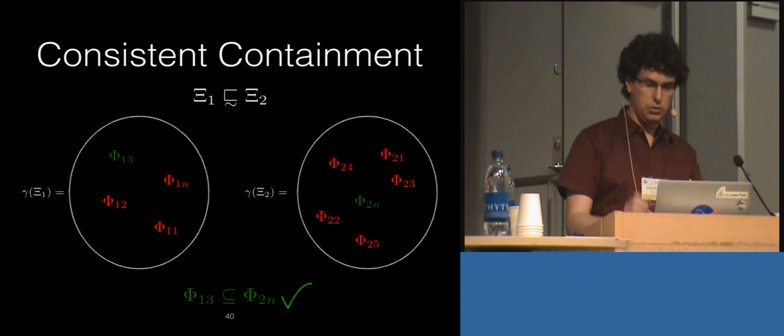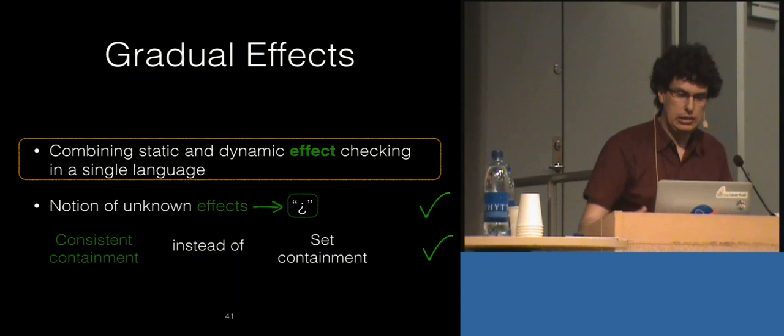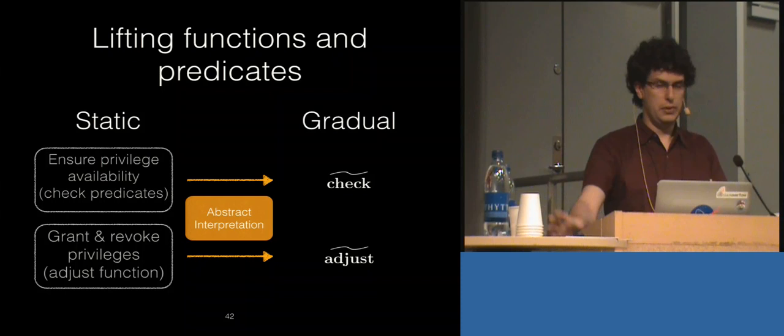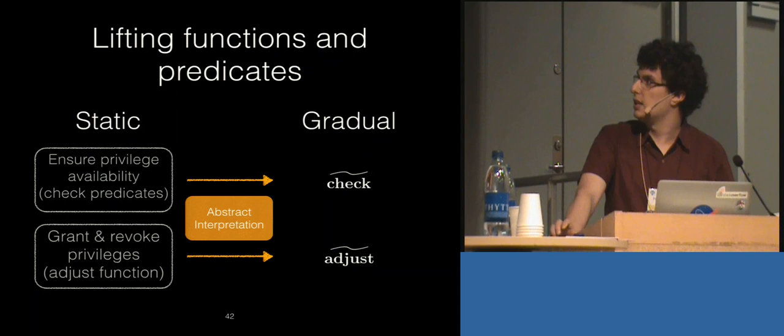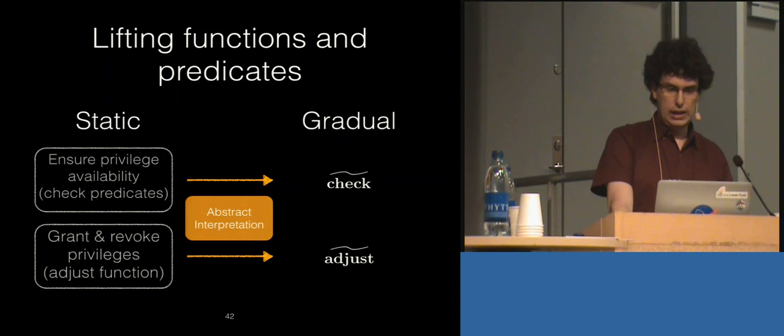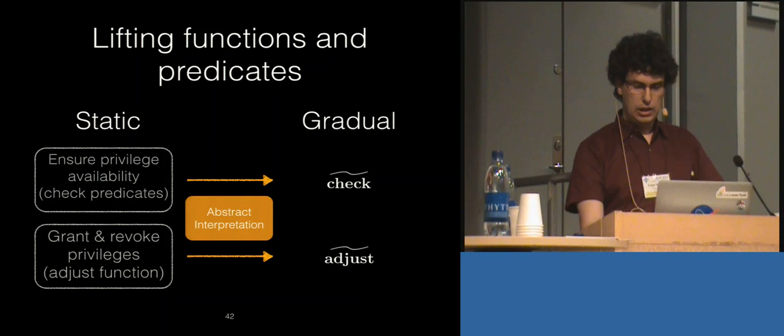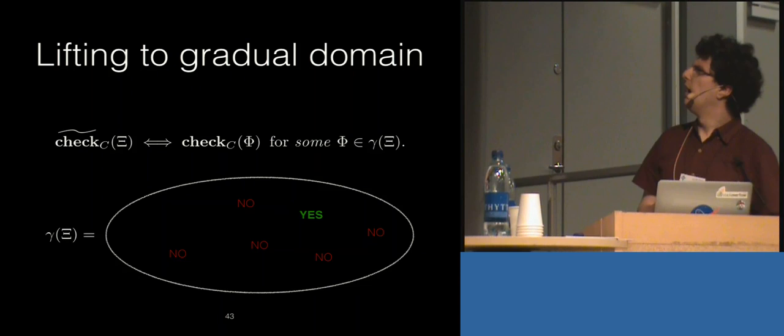And so now, how do we combine the dynamic and static effect checking? First, as I promised, we need to be able to produce these consistent versions of the predicates and of the adjust functions, and we do so by using abstract interpretation. So I'll provide now the intuitive definitions of how they are justified by using this abstract interpretation, the ideas.